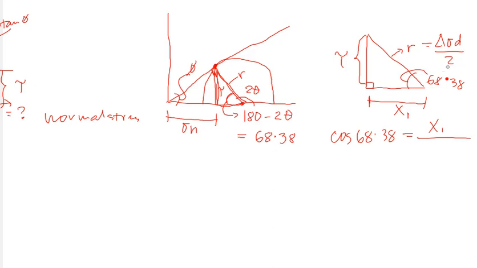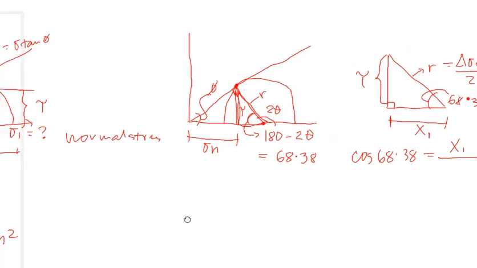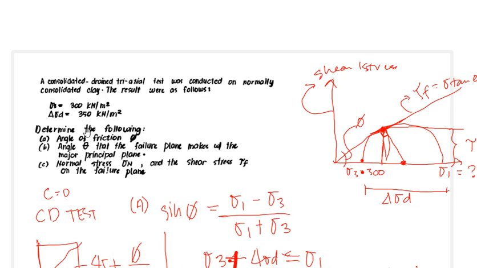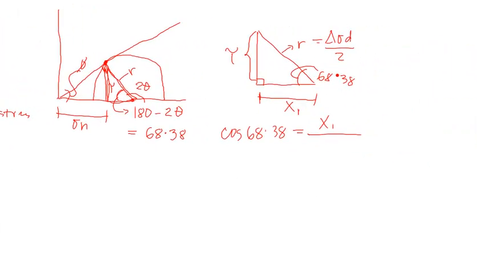Ano yung value natin for the deviator stress? That is equal to 350. So, 350 over 2, that is 175. So, using your calculator here, we can now solve for the value of X1, which is 64.48 kPa. So, X1 pa lang yan. So, pag may value na tayo ng X1, pwede na nating kunin yung ating value ng TF.